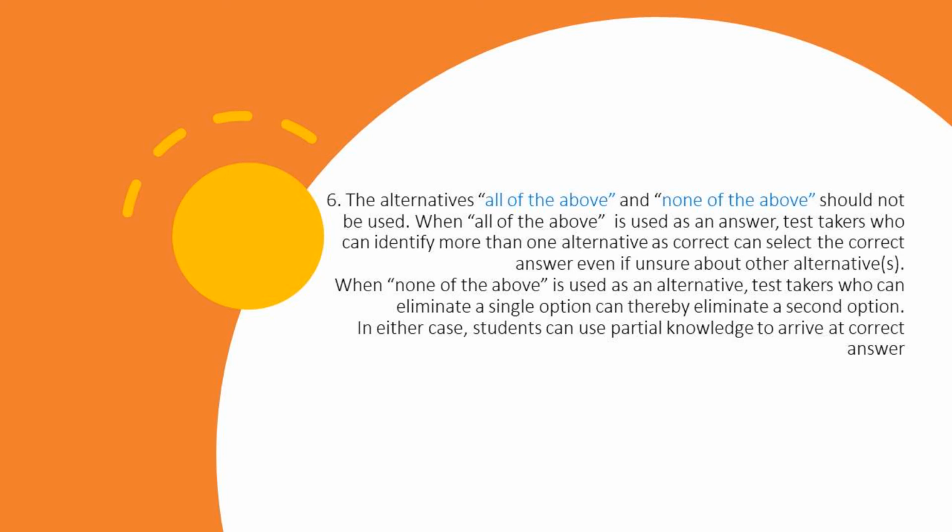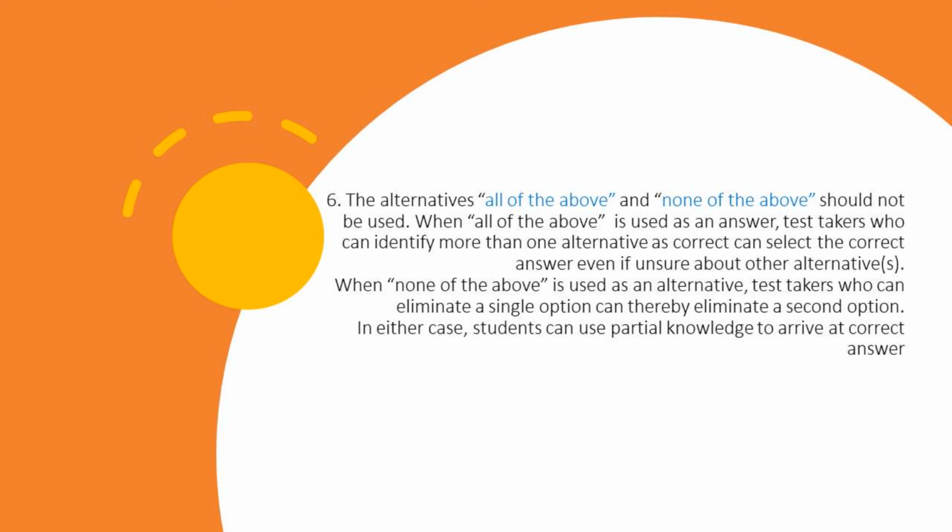When all of the above is used as an answer, test takers who can identify more than one alternative as correct can select the correct answer even if unsure about the other alternatives. So if you have three answers and the fourth one is all of the above, and even if you know two answers as correct, then naturally, even before looking at the third alternative, you are going to tick mark all of the above. So it will affect the validity of the MCQ. And another thing is about none of the above.